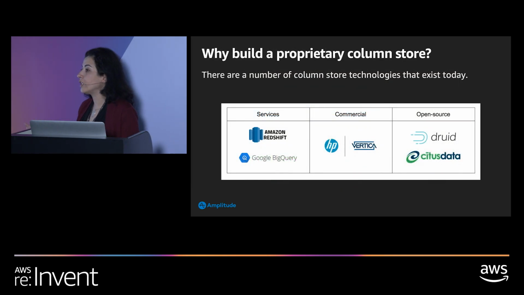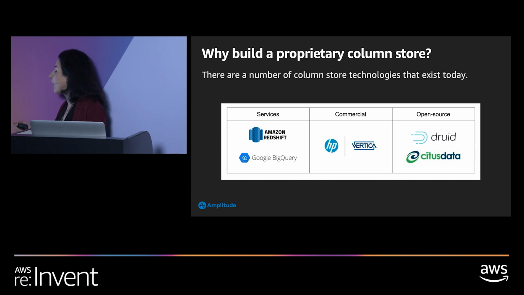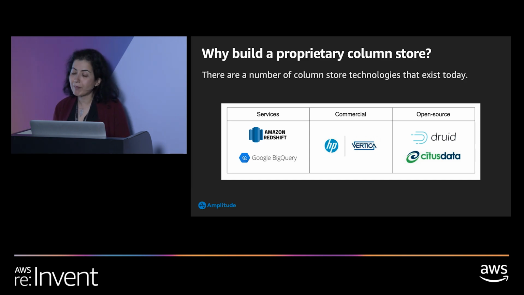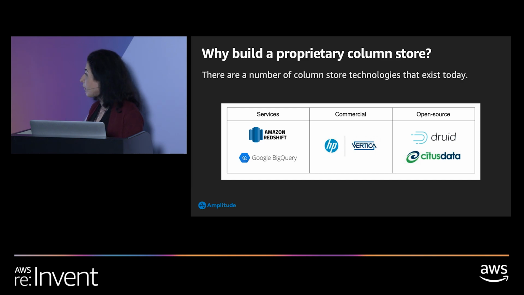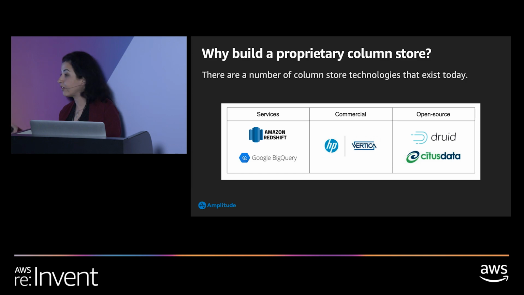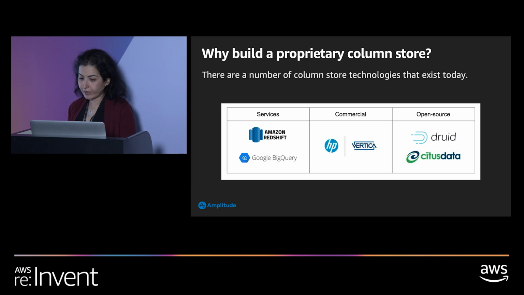But we are not the only ones. Columnar storage has been around for 30 years. There are a lot of solutions. Amazon Redshift is a good example of a service that, if we used it, we wouldn't need to reinvent the wheel, and we could just use that service to get the value. BigQuery is another example on Google, HP Vertica, and there are open source solutions as well. However, we decided that we want to use our own because we needed flexibility.